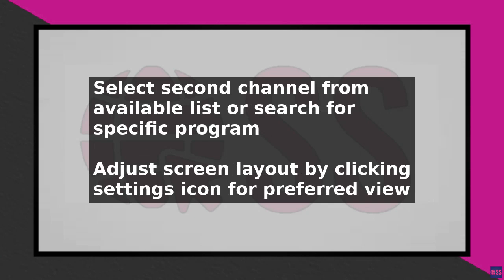To switch between the two channels, simply click on the channel you want to watch. You can also use the audio button to switch the audio between the two channels. This feature is particularly useful if you want to watch one channel but listen to the audio of another.